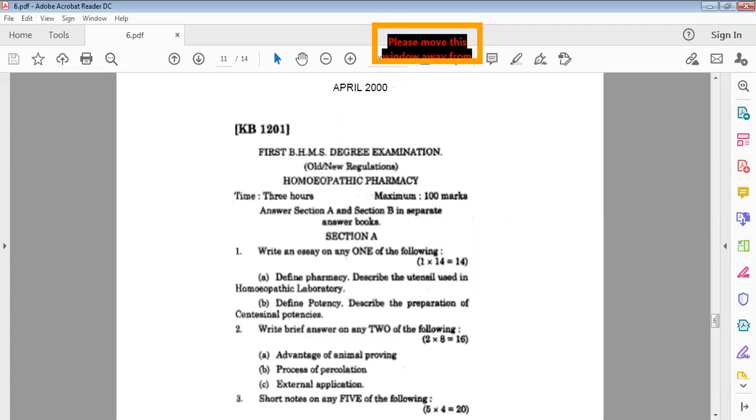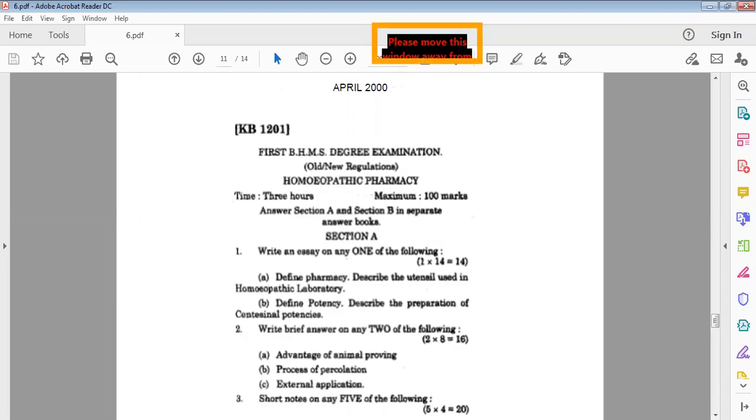Then next is write a brief answer on any two of the following. Advantages of animal proving. Already we have discussed what the advantage is: the most important advantage is that we can go to any level of pathological changes. Then process of percolation.